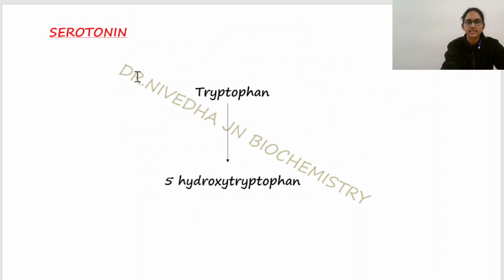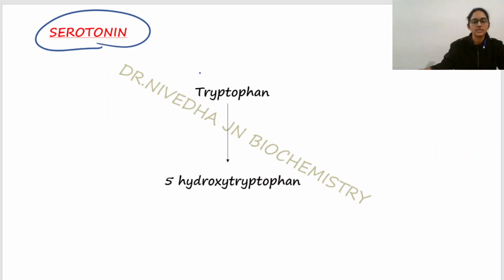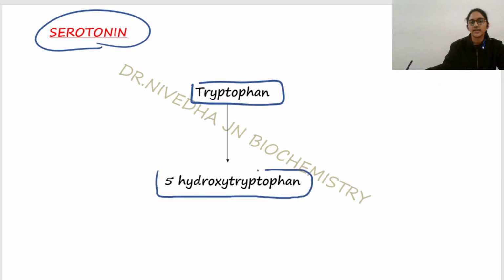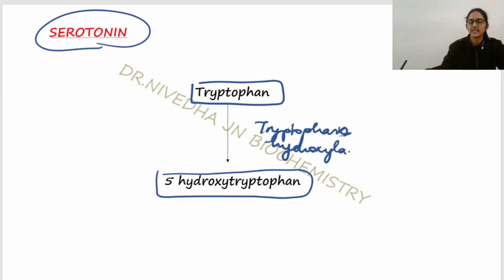Okay. Now next, what are the other special products of tryptophan? One is serotonin. So how is serotonin formed? Serotonin is formed from tryptophan. Tryptophan gets converted to 5-hydroxytryptophan by an enzyme, tryptophan hydroxylase. This is also similar to phenylalanine hydroxylase and tyrosine hydroxylase. How is it similar?